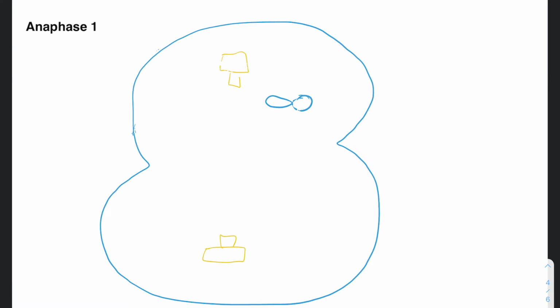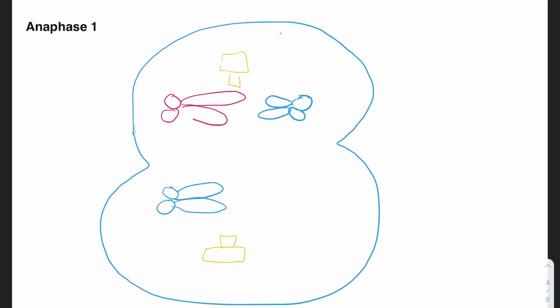Anaphase 1 is where the homologous chromosomes get pulled apart and brought to opposite sides of the cell. During this process, the sister chromosomes stay together. Which homologous chromosome goes to which side of the cell and ends up in which of the 2 cells also adds to genetic variation in a form called independent assortment.